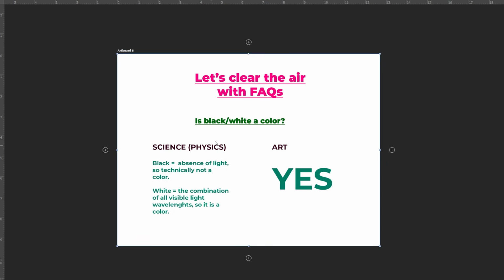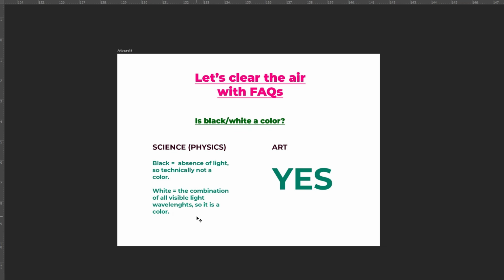All right, so is black or white a color? When it comes to the 60-30 rule, there's a debate. White is not a color. White can't be 30. When it comes to science, physics, black is the absence of light, so technically not a color. White is the combination of all visible light wavelengths, so it is a color. All right, it is the combination of all colors.